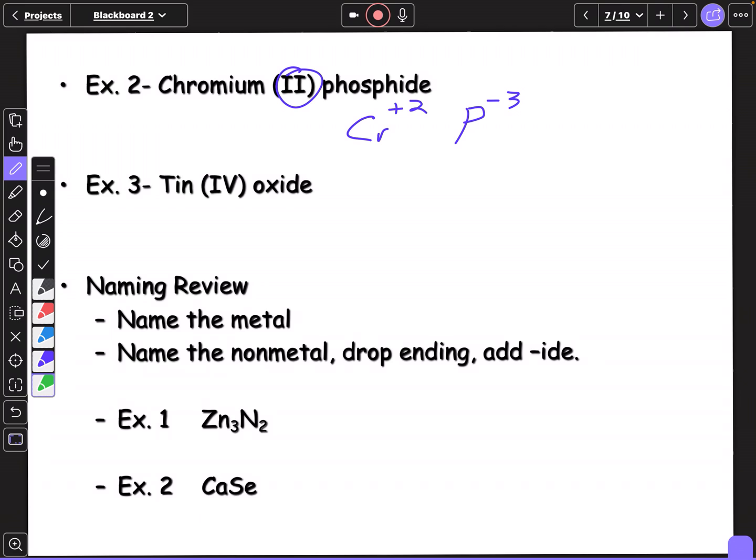Now these do not balance out. So what I could do is find the least common multiple of it. Common multiple will be 6. So I need this to be a +6. I need this to be a -6. That way they add up to 0. So I would need to have 2 more chromiums, and I would need 1 more phosphorus. Then when I write my formula, it would be Cr3P2.